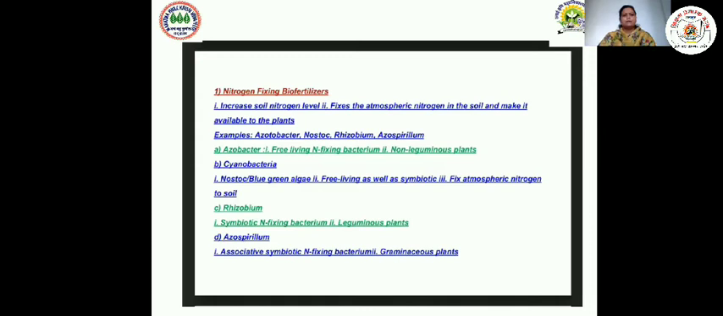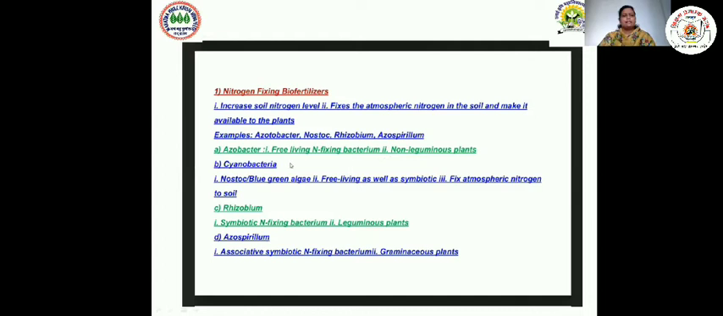In that, nitrogen fixing biofertilizer increases the soil nitrogen level. Then it fixes atmospheric nitrogen in the soil and makes it available to the plant. This is the main role of the nitrogen fixing biofertilizer. Examples are Azotobacter, Nostoc, Rhizobium, Azospirillum.